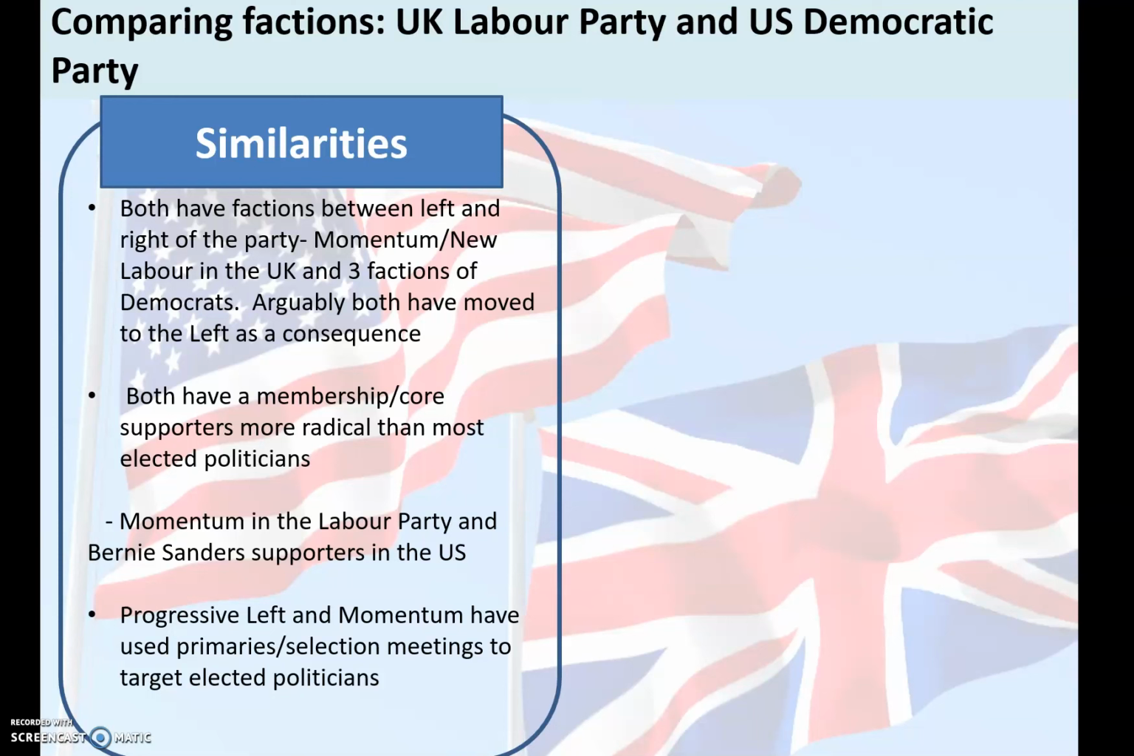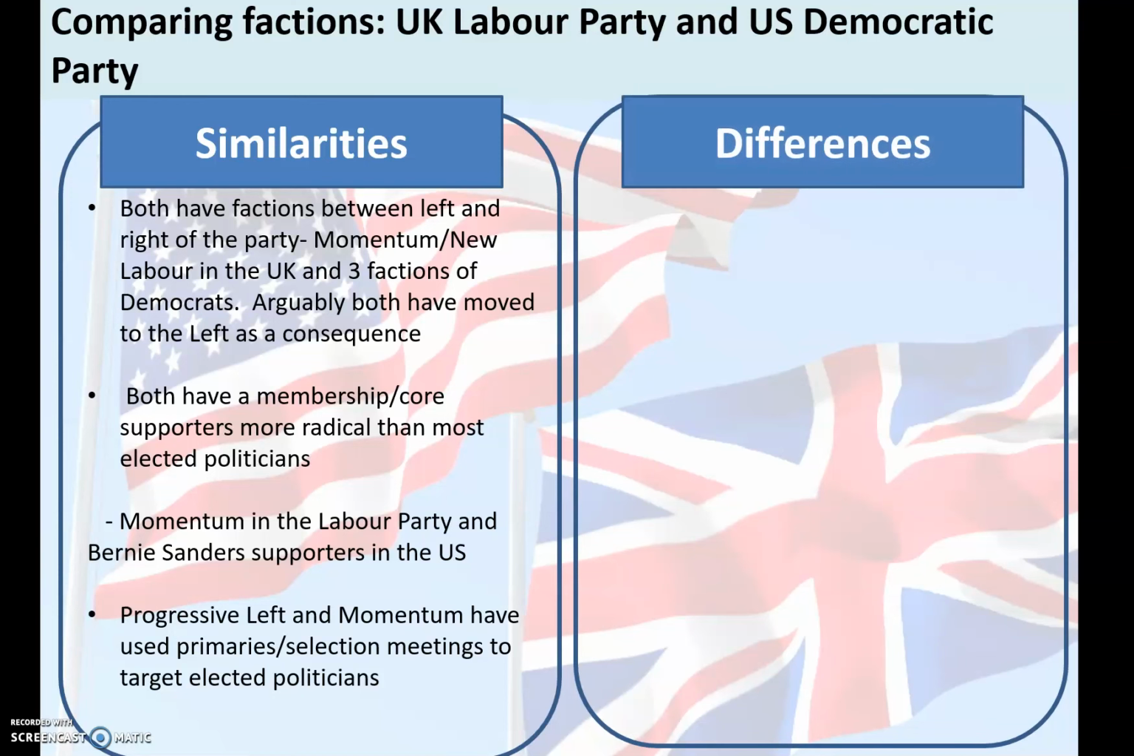He eventually stood down, didn't he, because Momentum challenged him and they basically deselected him. He then jumped ship and joined the Liberal Democrats, I think, or Change UK, or whatever it was called. So Momentum were, well, it was argued that they were trying to deselect moderate Labour MPs and replace them with people like themselves. The Progressive Left, again, have done a little bit of this as well with the Democrats too. So again, there's a similarity there.